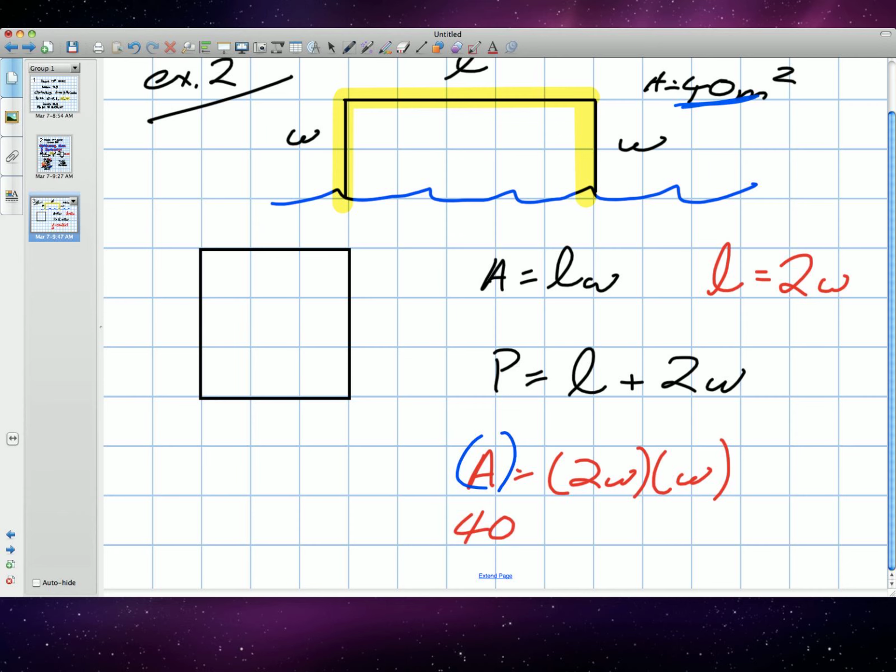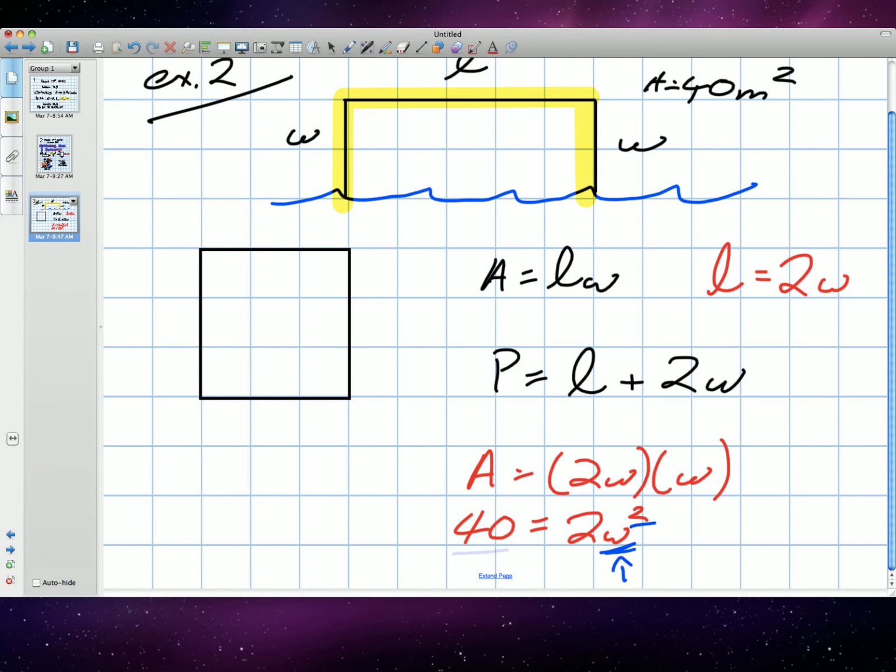Now here's a question for you guys. What would 2W times W be? 2W squared. The reason is when we multiply these terms, imagine there's a 1 here. 2 times 1 is 2. And W times W, remember we did exponents? We just add the two exponents there. So 1 and 1 gives us our 2. So our formula now to find out what the width is going to be is 40 is equal to 2W squared. I need to isolate for my W.